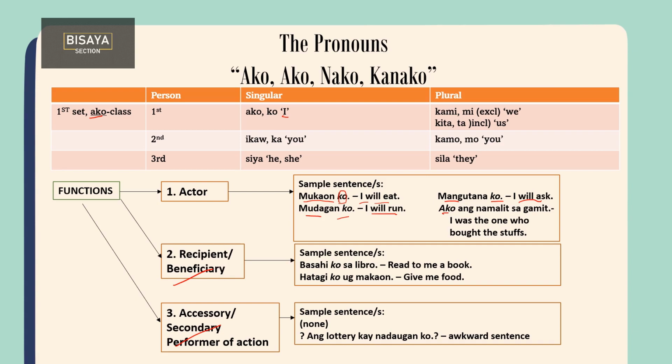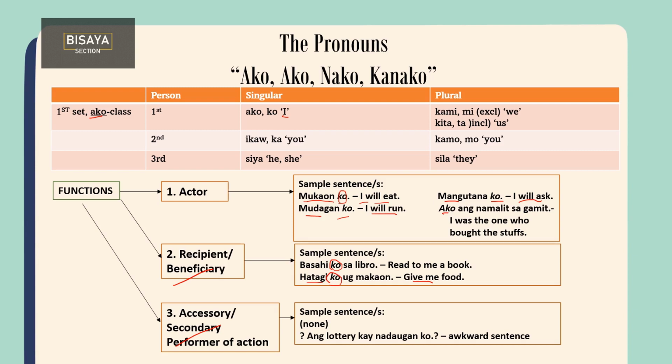And for recipient and beneficiary, meaning the pronoun is the beneficiary of the thing or the verb done. So the verb here is read, and the translation is read to me a book. Read is basahi, and then it's said as basahi ko sa libro. Another one is give me food. Me is the recipient of the one which is given. So hatagi is give, and ko here is the recipient of the giving.